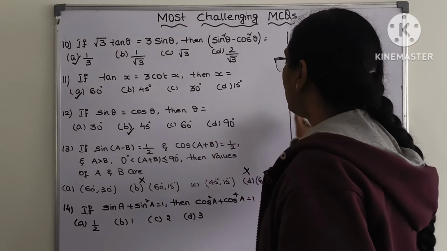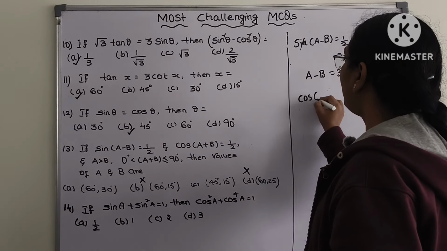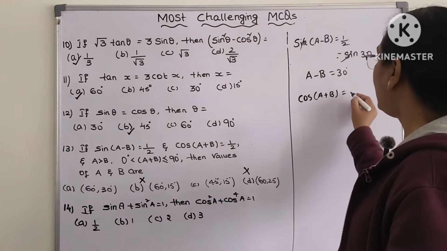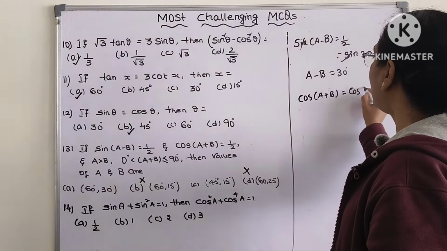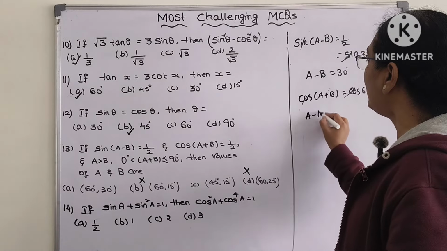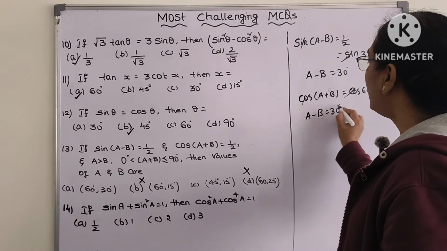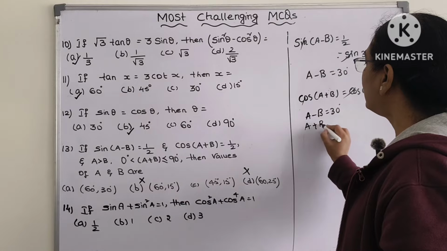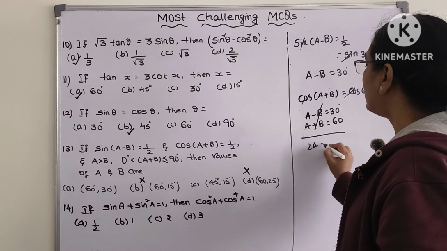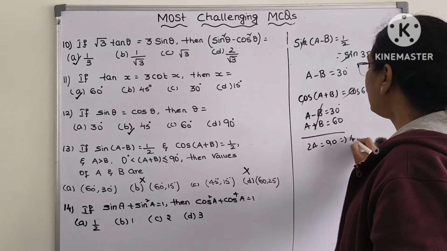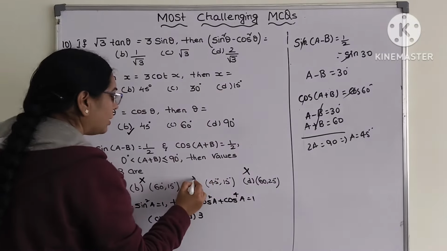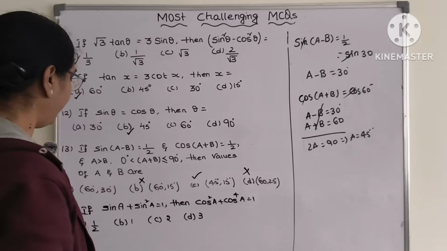Now cos(a plus b), when will cos(a plus b) be half? For 60 degrees. So this can be written as 60 degrees. So basically you got a minus b as 30 degrees and a plus b as 60 degrees. Add them, 2a is equal to 90. A is 45. So the correct option is 45 and 15.